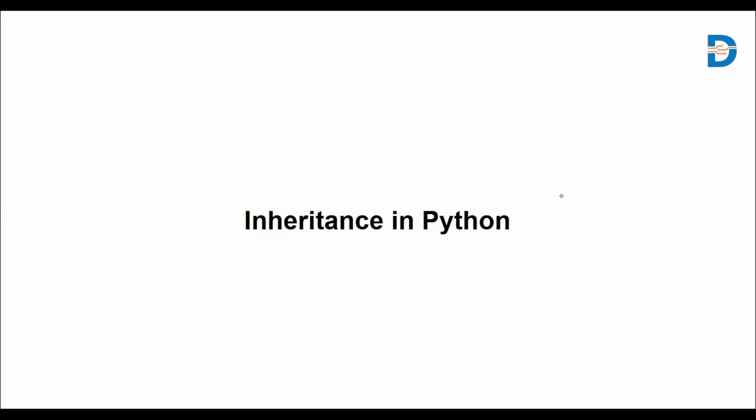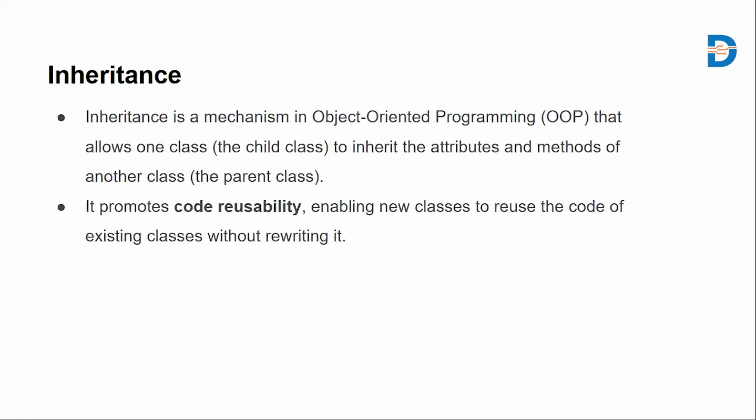Inheritance is a key concept in object-oriented programming. It allows one class, called the child class, to inherit the properties of another class, that is the parent class. This will help you avoid writing the same code repeatedly. We can reuse and extend existing classes. It makes our code more efficient and structured. So that's why we use inheritance.